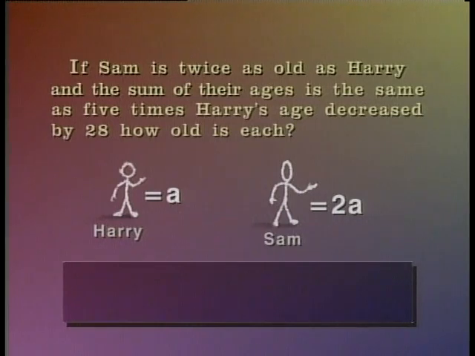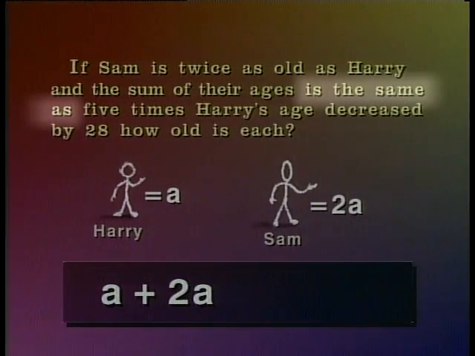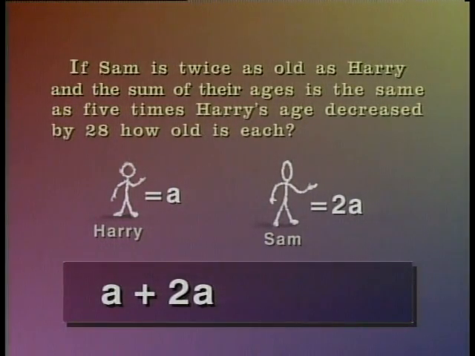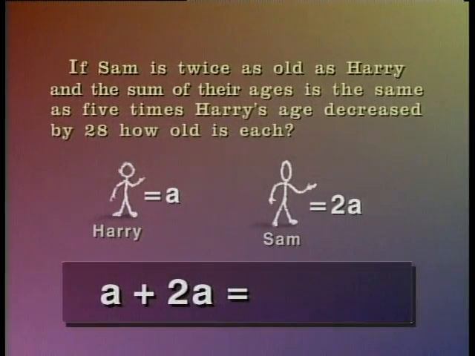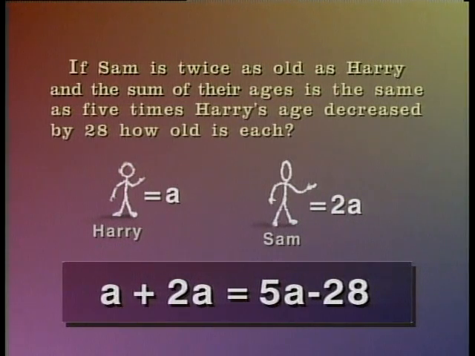Well, using the scheme we've just created, that's a plus 2a. Then we're told that this quantity is the same as something else. So we can write that a plus 2a equals something. That something, we're told, is 5 times Harry's age decreased by 28. 5 times Harry's age is just 5a. And decreased by 28 means that 28 is taken away or subtracted from that quantity. So the right side of the equation can be represented as 5a minus 28.